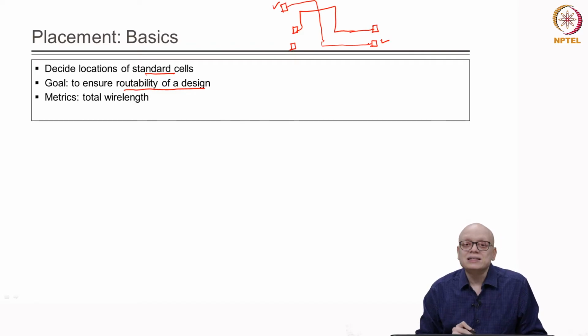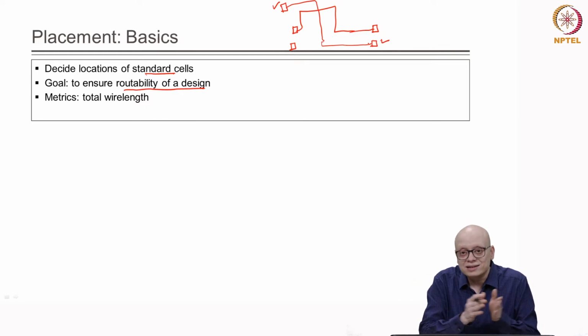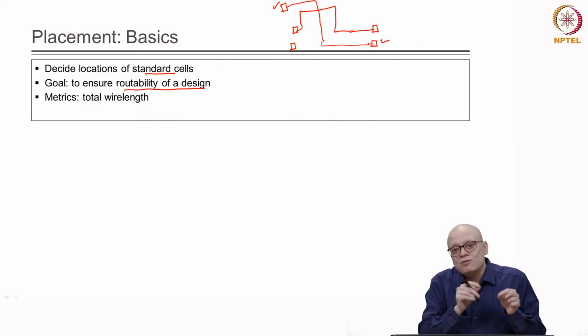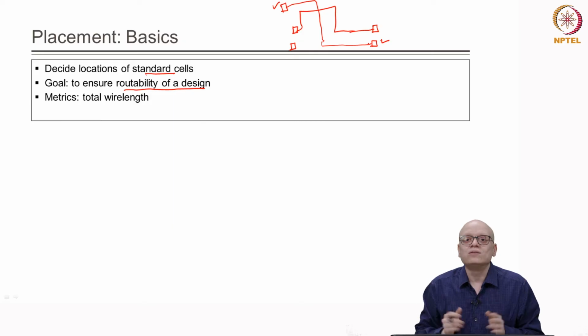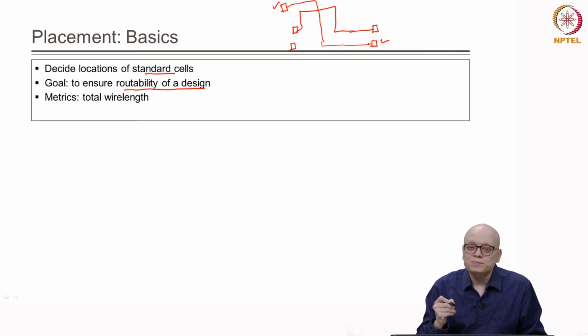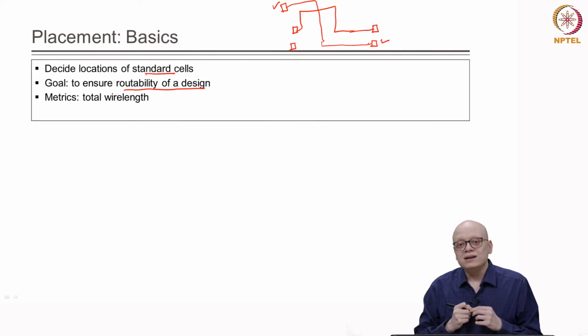placement do is that it tries to minimize the total wire length of the design. Total wire length means that suppose there are n nets in our design, then the sum of the wire length of each of the nets is the total wire length of our design, right. So, what does placement do? It tries to minimize the total wire length of our design.